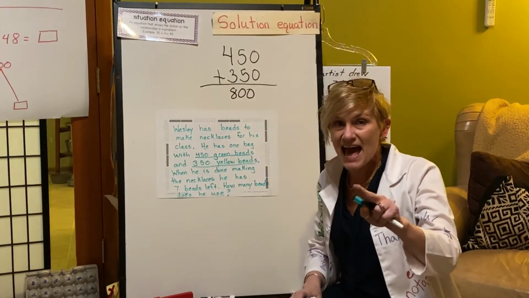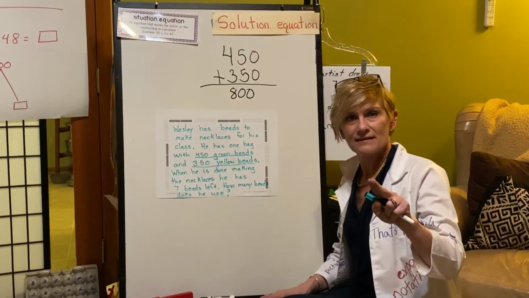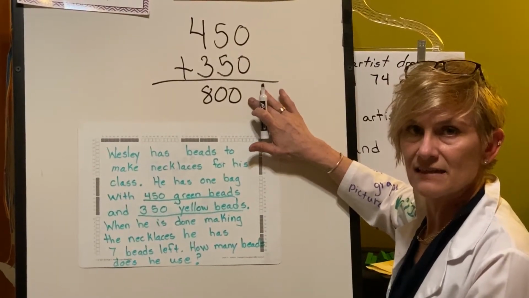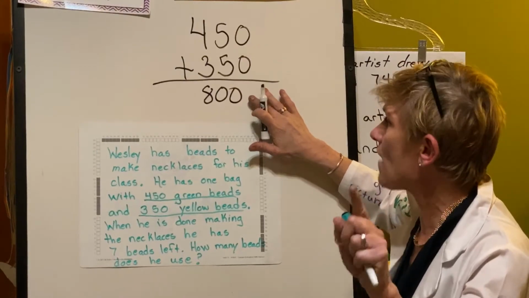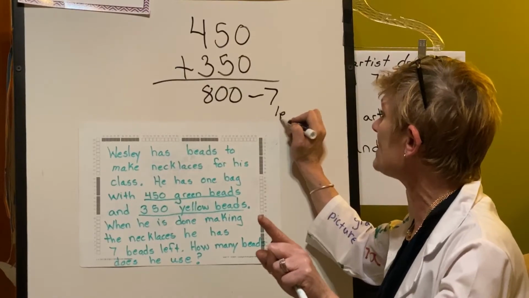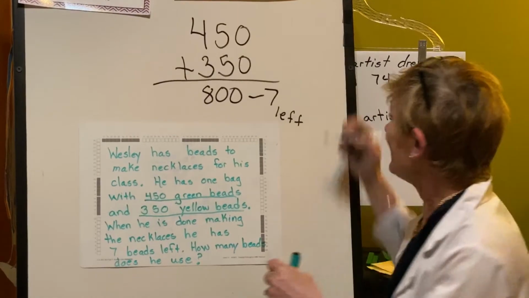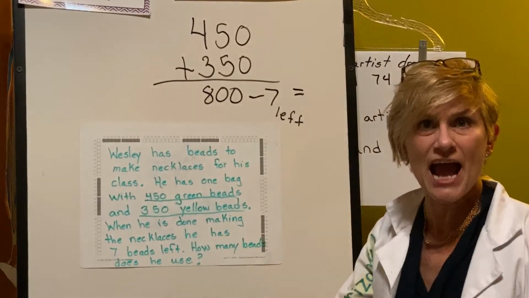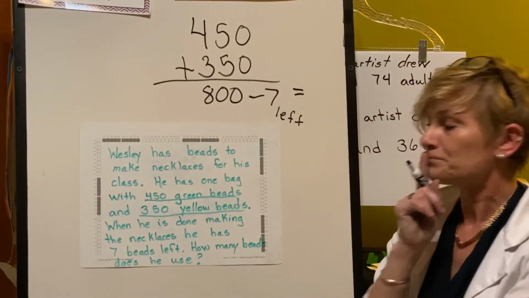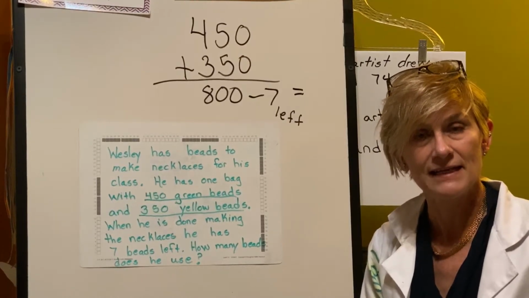And if they said that he had 7 beads left, that means he didn't use all the 800, did he? He had 7 left. So out of that 800, 7 were left. Right. We've got to take 7 out because those are the leftovers. Yeah. Excellent. So if I had 800 and I removed 7 from 800, wow. That's really making me think. It does.